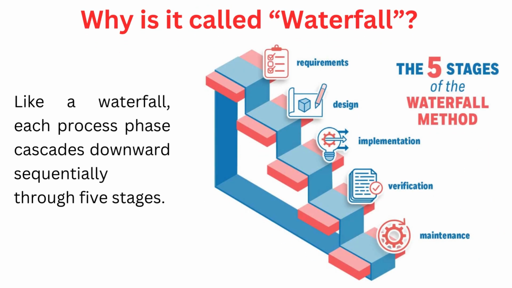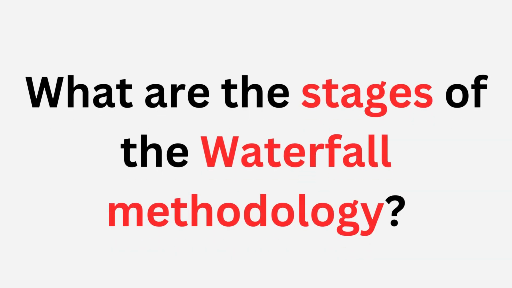This methodology is called waterfall because the process is like a waterfall where each process phase cascades downwards sequentially through 5 stages. Let's see those 5 stages. Right. The 5 phases of the waterfall methodology are requirements, design, implementation, verification, and maintenance. Let's break down the 5 specific phases of waterfall development and understand why it's critical to complete each phase before progressing to the next.